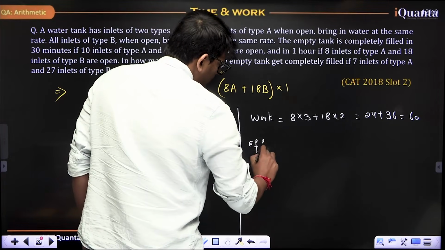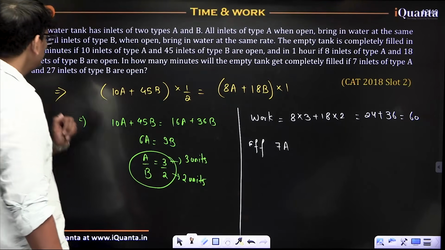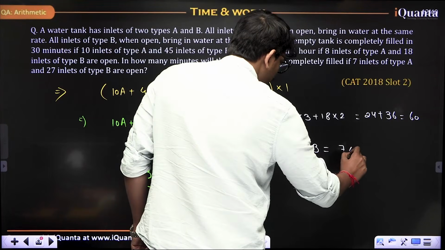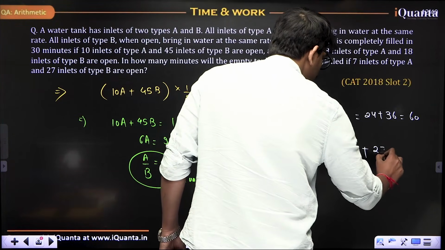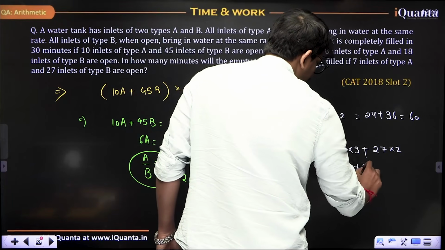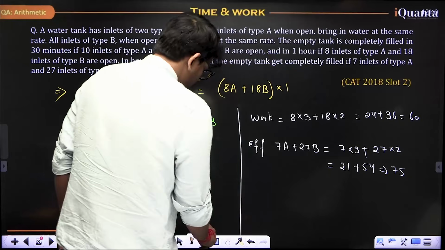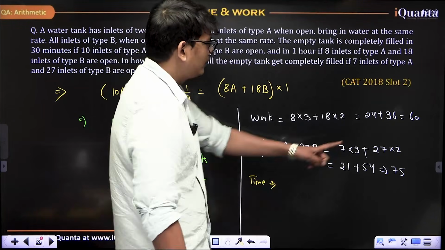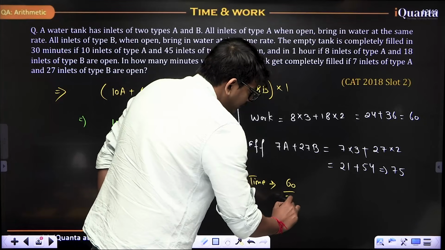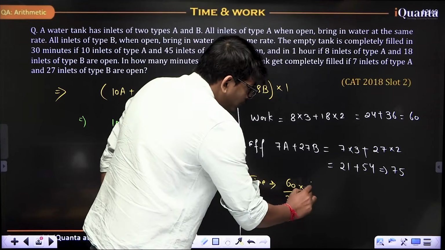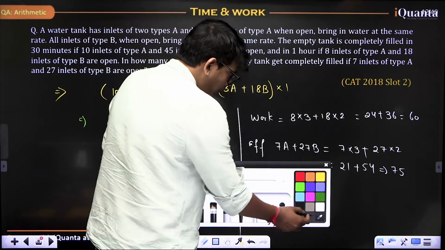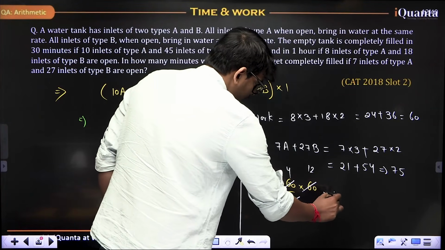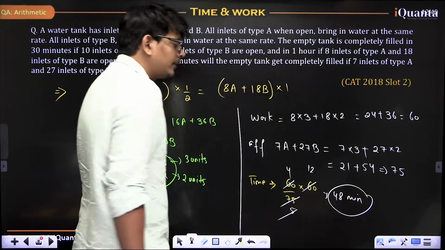So efficiency of 7 inlets of type A and 27 of type B. Let's find out the efficiency. Let's put the value. 7 into 3, 27 into 2. 21 plus 54, that is 75. So time taken will be, because these pipes have to complete this work, 60 units, right? So 60 by 75 hours. This is in hours, and to convert into minutes, we need to multiply by 60. Now, let's cancel this out. 15 5s are 75, 4. So answer is 48 minutes.